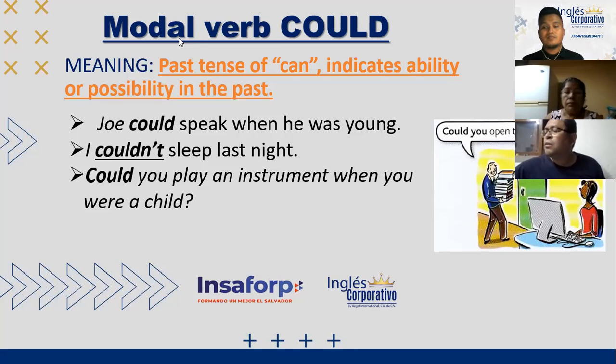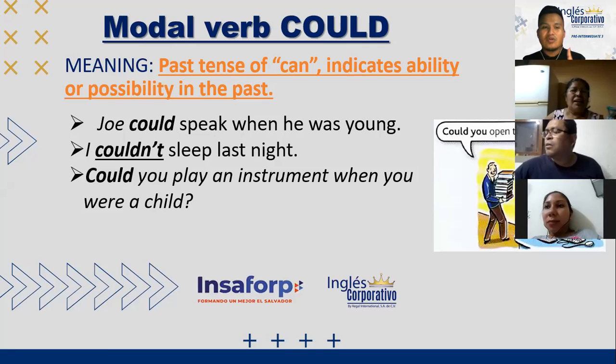It says, Joe could speak when he was young. Oh, it's missing something there. The word English. Joe could speak English when he was young.